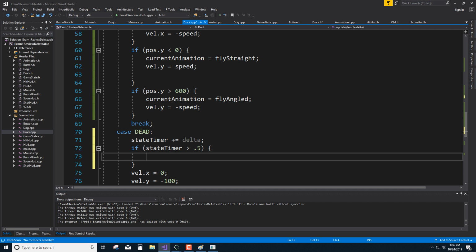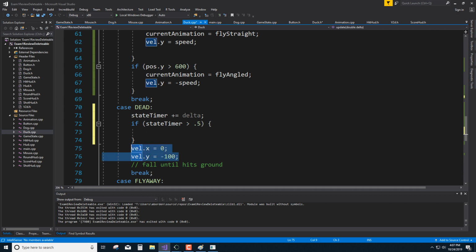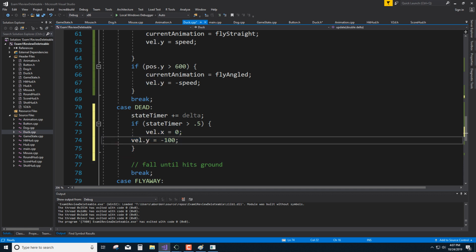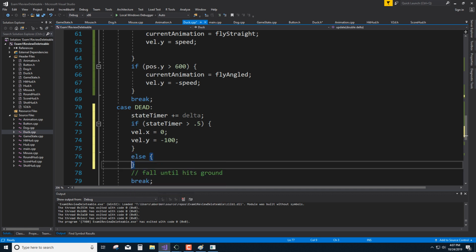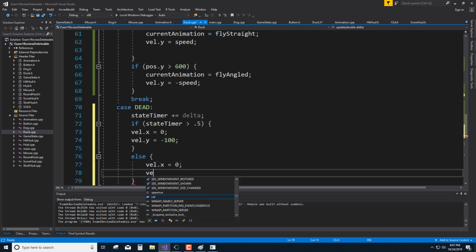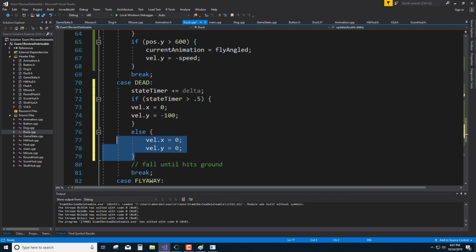I'm going to start at half a second. So if the state timer is greater than half a second, he's going to fall. So I'll put this code up here. Else, velocity is 0. So I wrote it backwards. It will hit this one first, and then it will do this one.